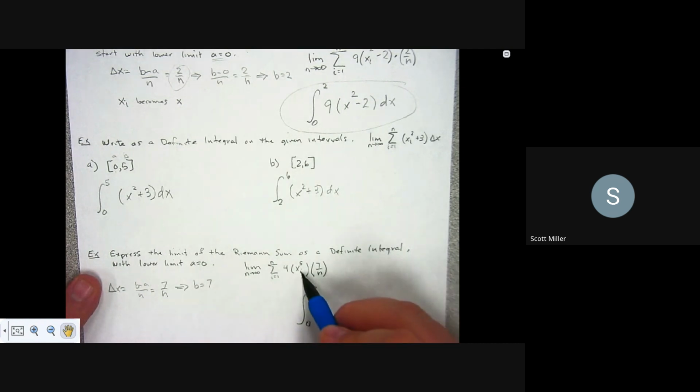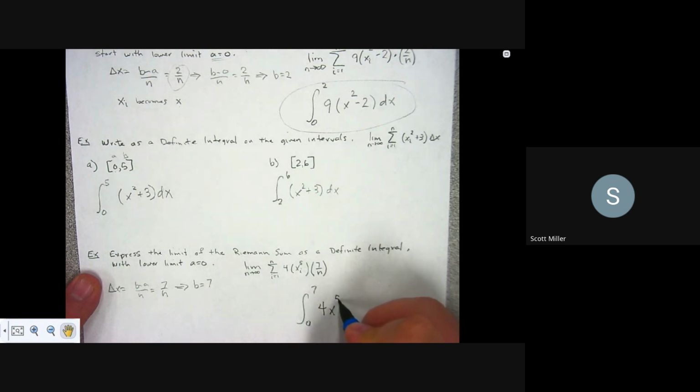The x of i is going to become x. That's going to become dx. The 4 is here for the ride. And so we end up with basically 4x to the 5th, and then dx. And there it is again.